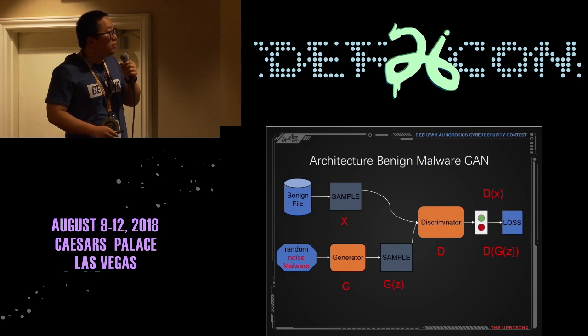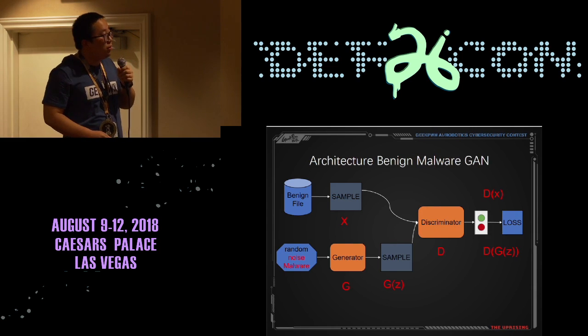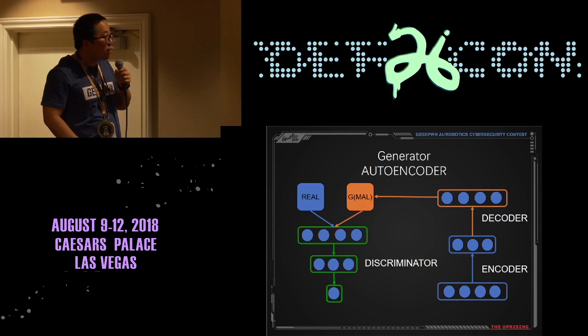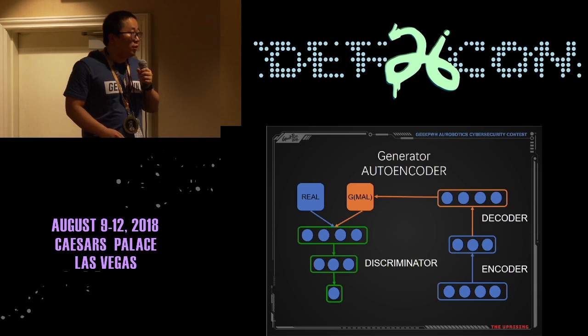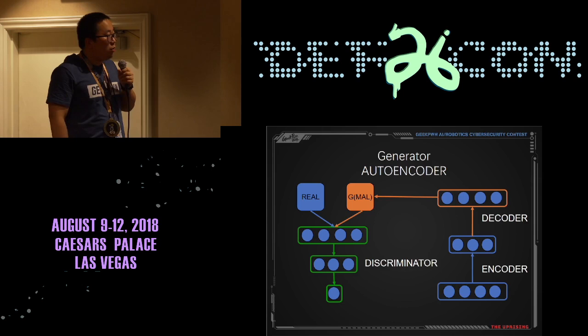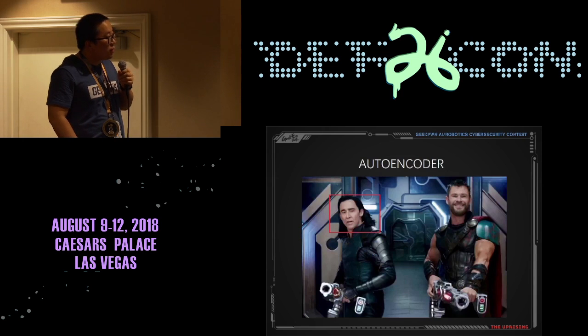Here is the architecture of our benign malware GAN. Our GAN is named benign malware GAN. The structure is almost like a normal GAN structure, but the difference is the generator. We use an autoencoder as our generator. We train the autoencoder with benign files, and then we put the malware into the decoder. It will generate something like a benign file, benign malware.